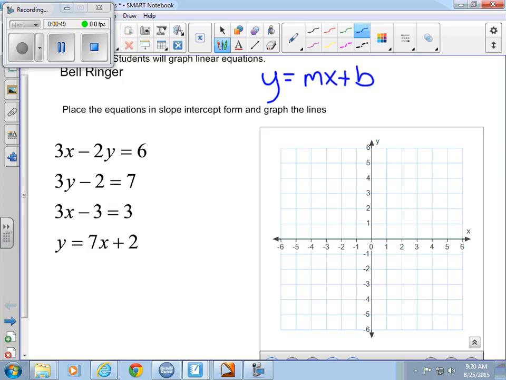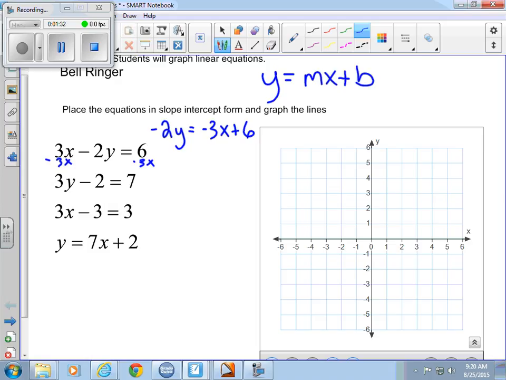So the first one, to get it in slope-intercept form, I have to have y completely by itself. So what would I need to do to the first one to get y completely by itself? Subtract the 3x, right, from both sides. So I get negative 2y equals negative 3x plus 6. That's subtracting 3x from both sides. 3x and minus 3x. I put it in front. Would it be wrong if you put it behind the 6? No, it might be a little harder to pick out the m and the b, but it's the same thing. So easy.